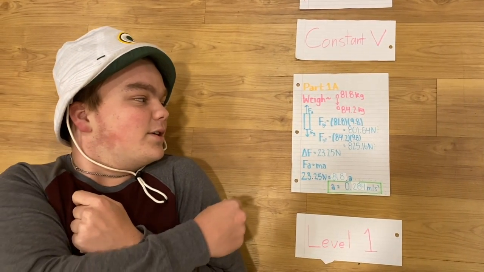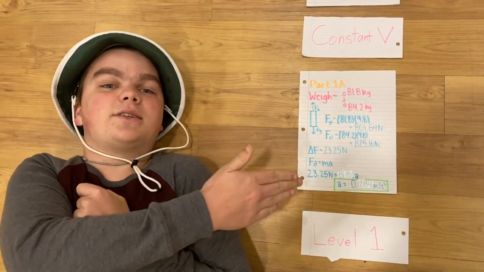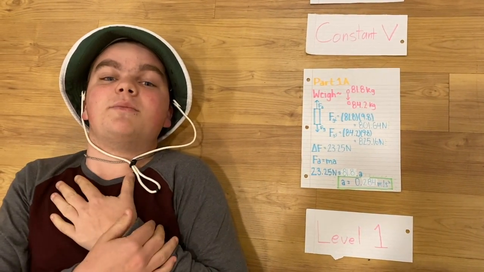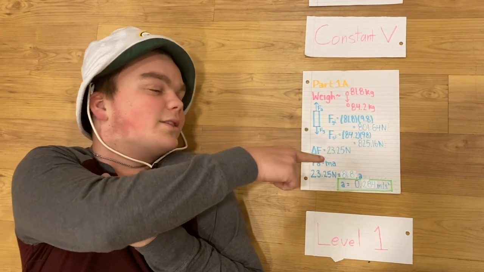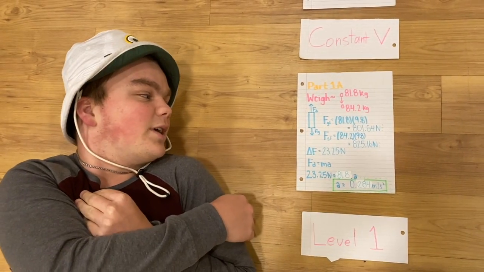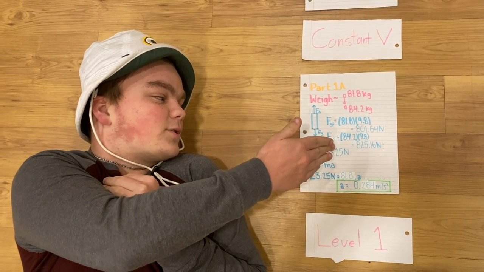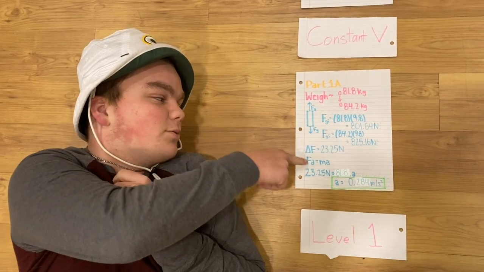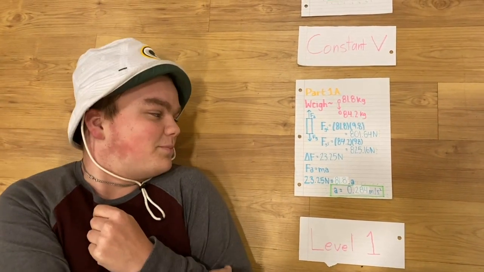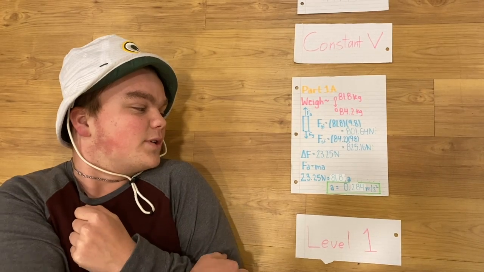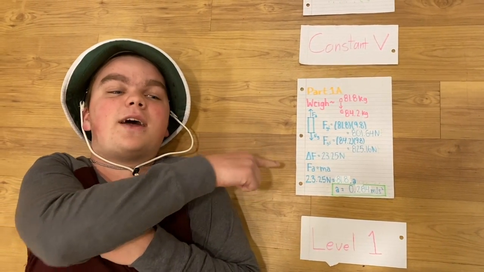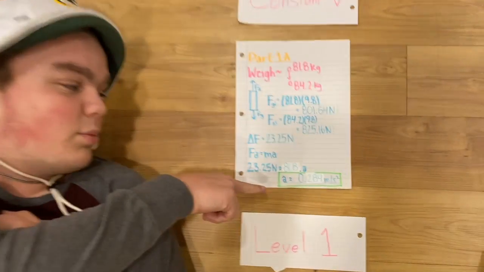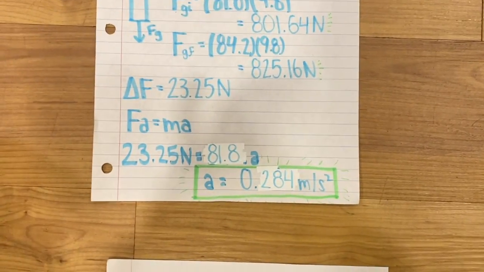Now, we can use F equals mass times acceleration to find the force of gravity acting on our object, me. We take the difference of the two and we get a total net force, or the equivalent of the force applied, as 23.25 newtons. Now that we have force applied and our mass, we can solve for acceleration, which is 0.284 meters per second squared.